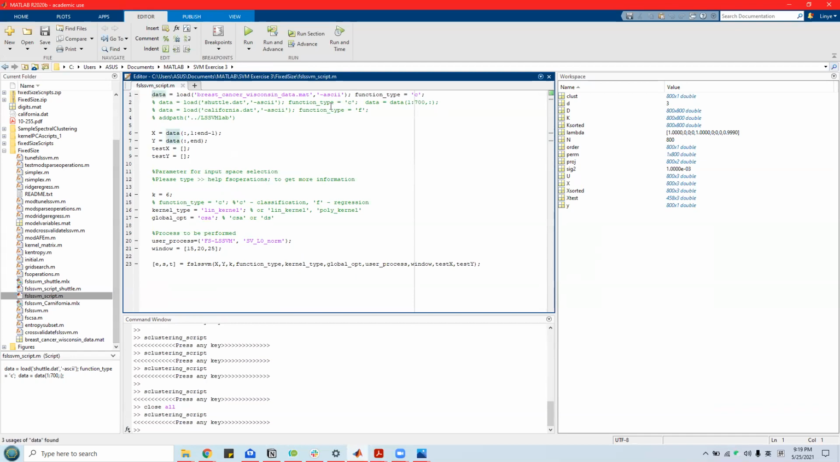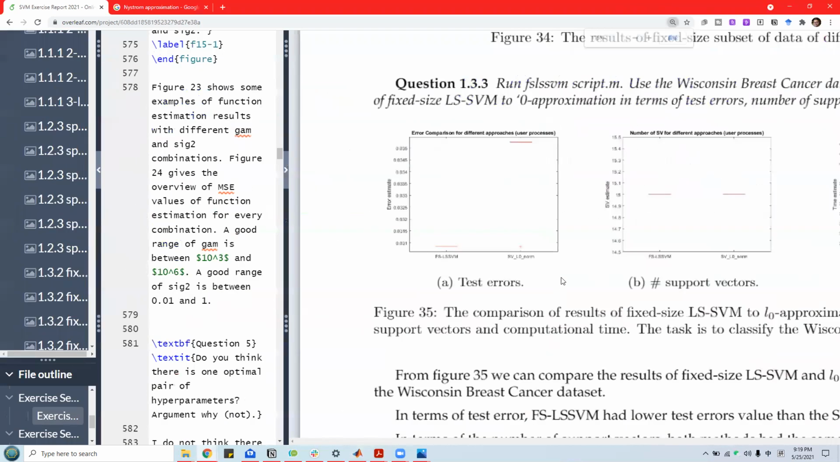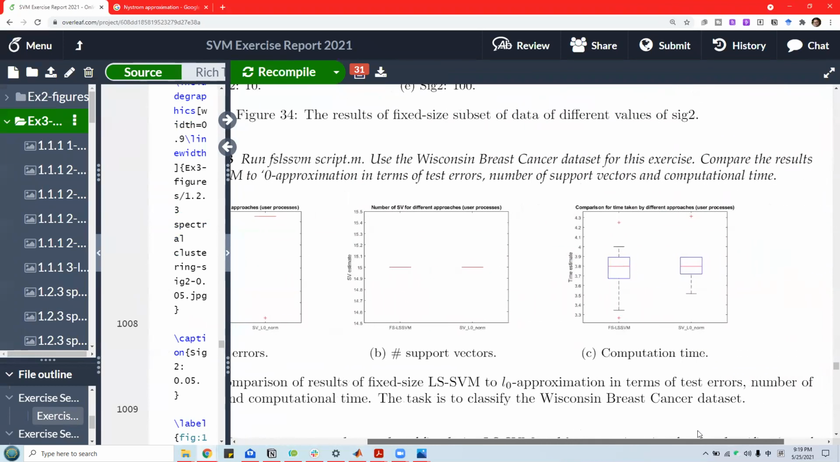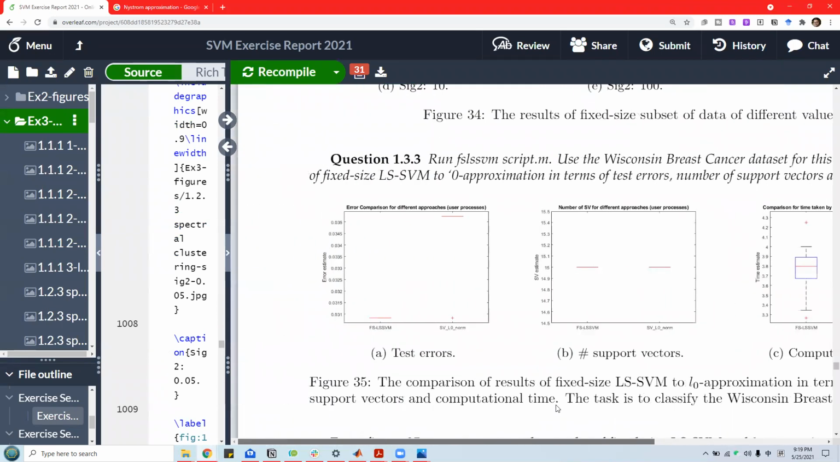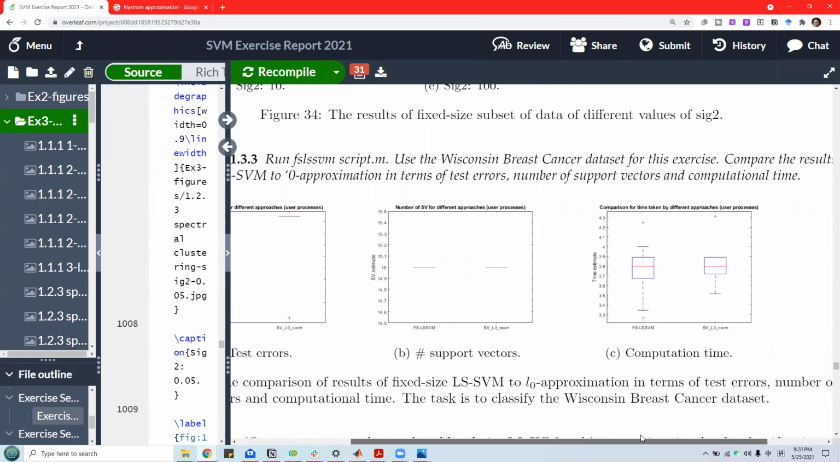So you basically just use this script and run it. During the running I didn't change anything; I used all the default settings of this code, and this is what I get from using the Wisconsin data set. I don't know if you can see the plot clearly. We just compare the results between the two, FS-LSSVM and this SVM with L0 norm, in terms of these three perspectives.